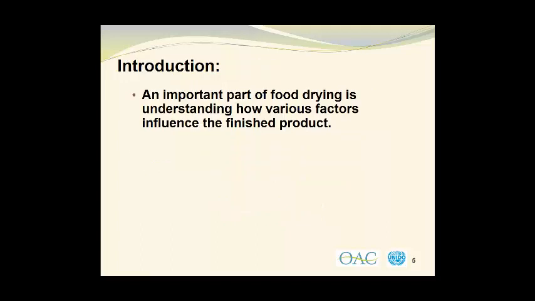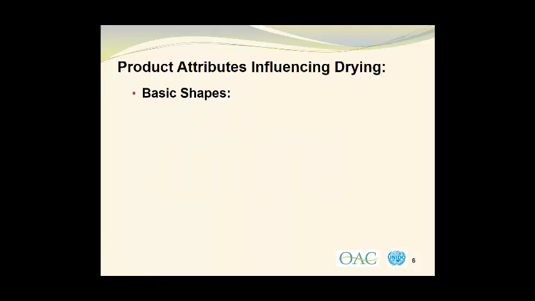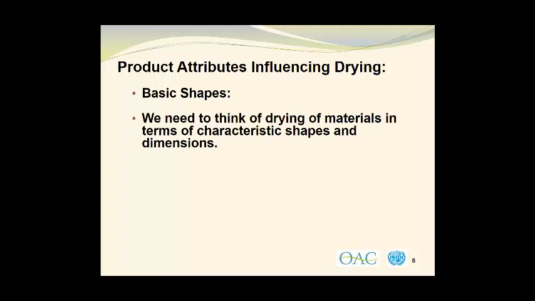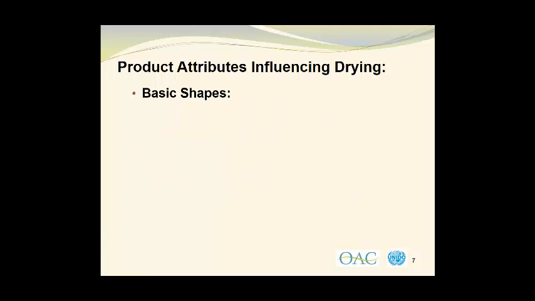An important part of food drying is understanding how various factors influence the finished product. In this presentation, we will look at a number of the factors that you may encounter as you dry fruits and vegetables. We'll begin with basic shapes. We need to think of drying of materials in terms of characteristic shapes and dimensions. There are 3 basic shapes that are generally considered for drying purposes.